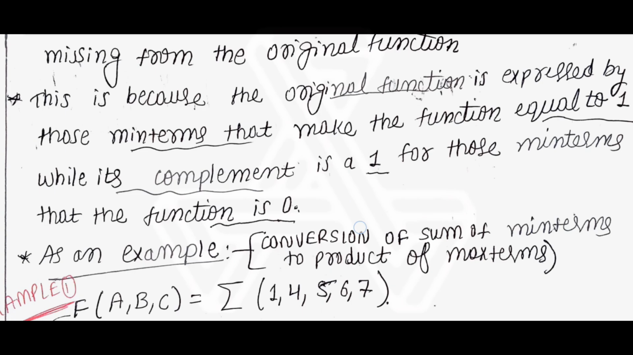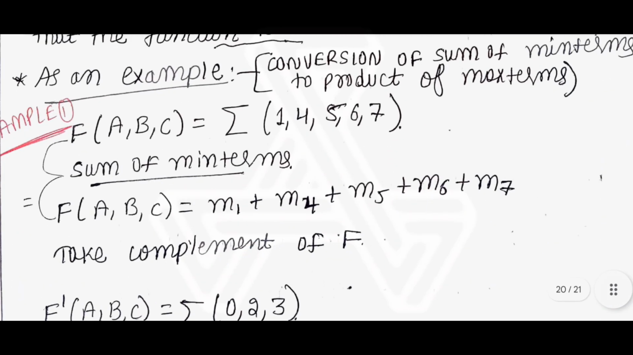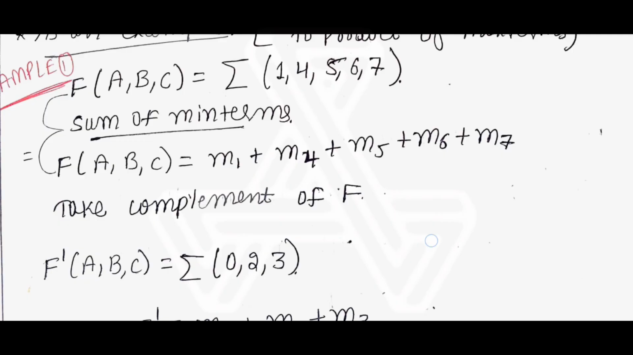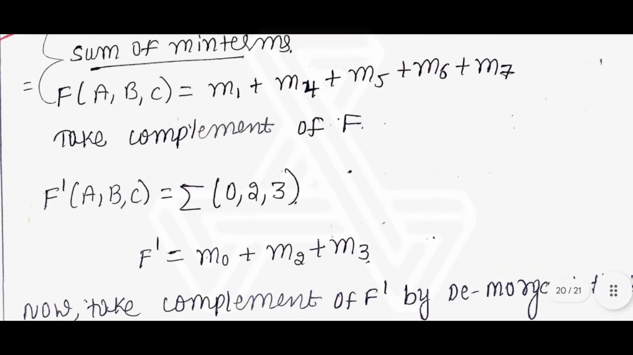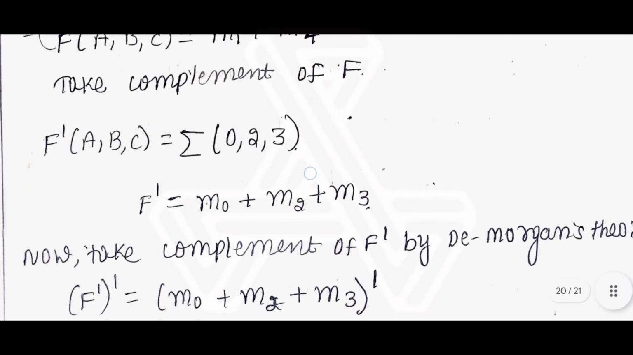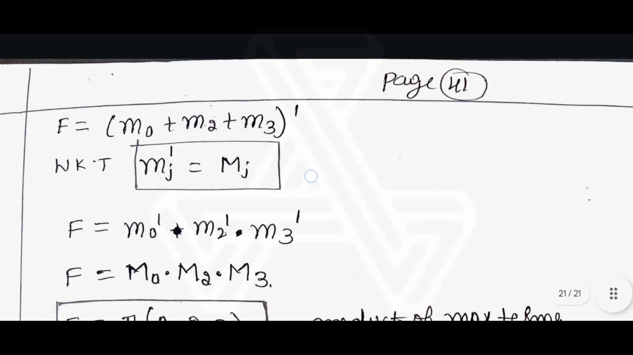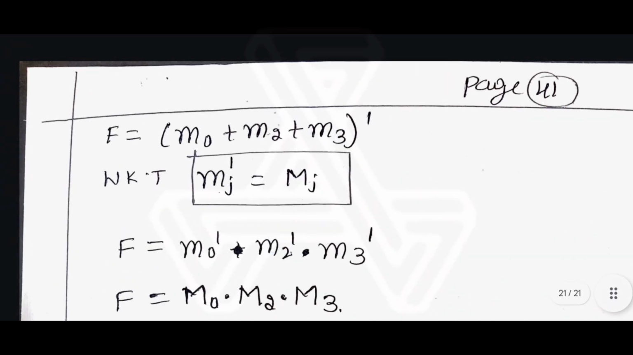As an example, convert f(a,b,c) = sum of min terms 1, 4, 5, 6, 7 into a product of max terms. Take the complement of f. F'(a,b,c) is the sum of min terms 0, 2, 3. So f' = m0 + m2 + m3. Let's take the complement of f' whole. We will get the same answer as this.